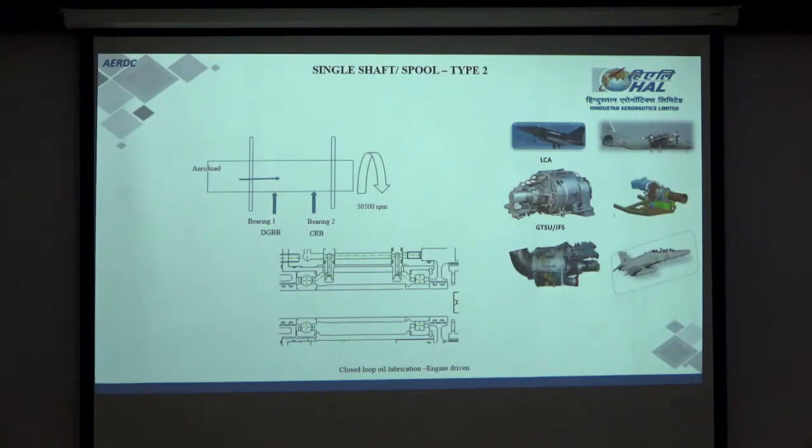We also have another class of engine, the type 2, based on GTS. We have developed the GTE G60, which has replaced the GPU of the AN32 aircraft. It is a simple arrangement. On the left is a deep groove ball bearing and on the right is a cylindrical roller bearing, and it too has a squirrel cage.